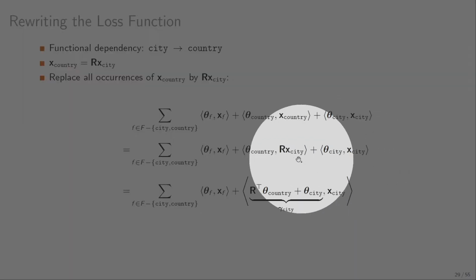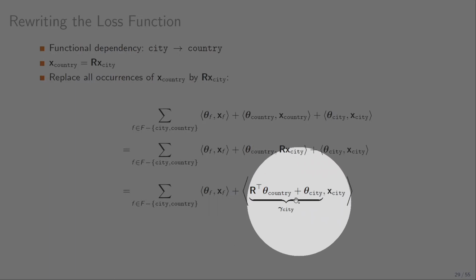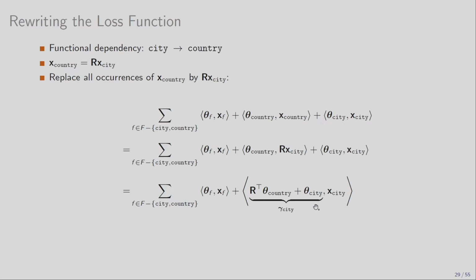And based on this, we could call this component here gamma city. So it's a new parameter. We introduce a new parameter gamma city in place of the two parameters we had before, theta country and theta city.